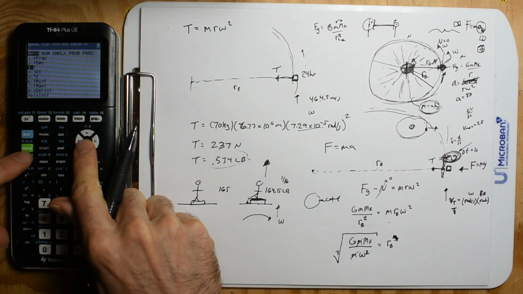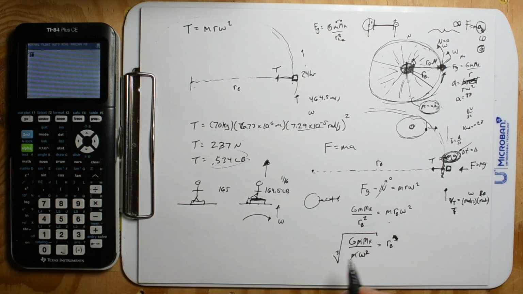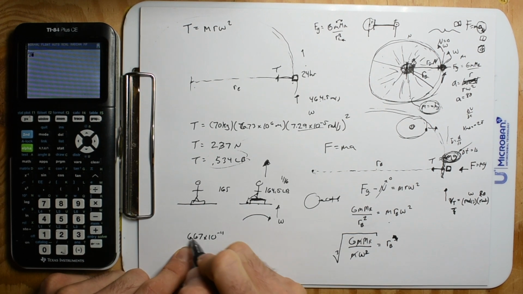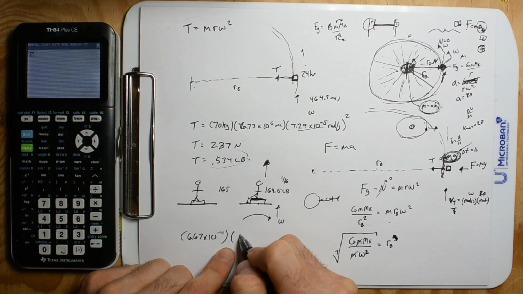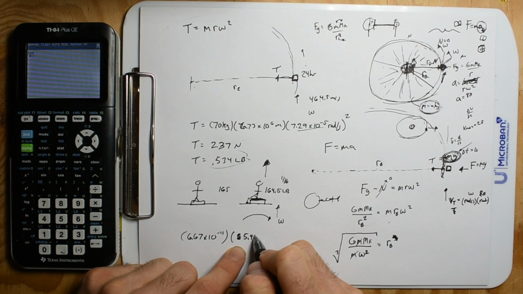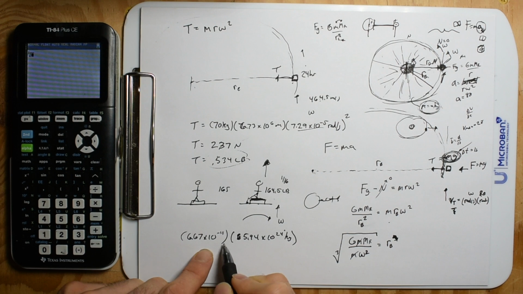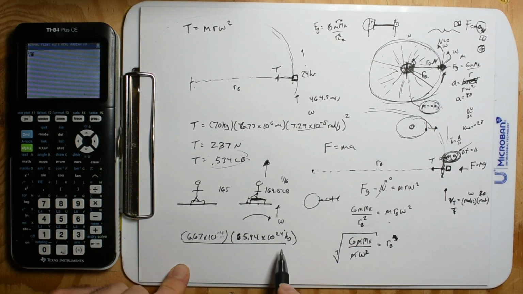This might not be right at all. You never know. And so the gravitational constant, that's 6.67 times 10 to the negative 11. Mass of the Earth is 5.94 times 10 to the 24 kilograms. I don't know, who cares about the units on that as long as you don't mess it up.